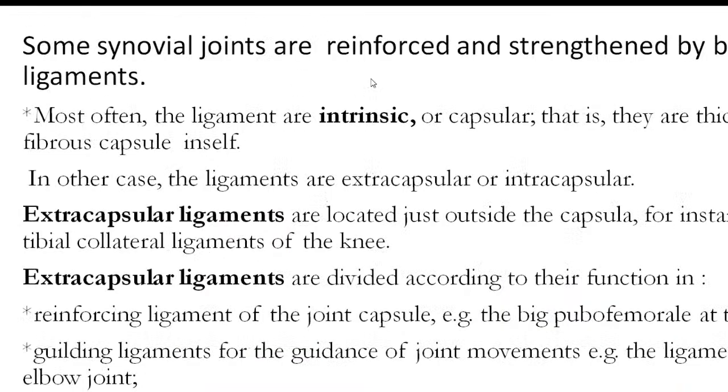Some synovial joints are reinforced or strengthened by band-like ligaments. Most often ligaments are intrinsic or capsular, that is, they are thickened parts of the fibrous capsule itself. In other cases, the ligaments are extracapsular or intracapsular. Extracapsular ligaments are located just outside the capsule, for instance, the fibular and tibial collateral ligaments of the knee.